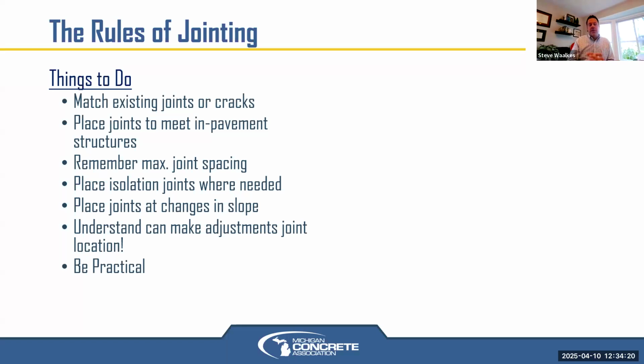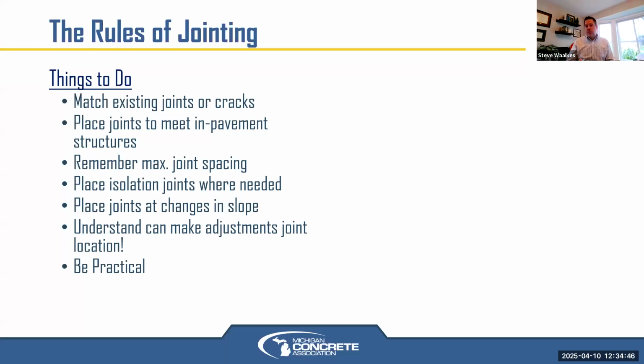Manholes in an exterior roadway or parking lot situation. A manhole or drainage inlet or some sort of structure goes many, many feet down and doesn't move, but think of the pavement as being able to move, and you need to account for that movement away from or near that structure. So that's what I mean by in-pavement structures. Remember, your maximum joint spacing is based on thickness when you plan out your joints.